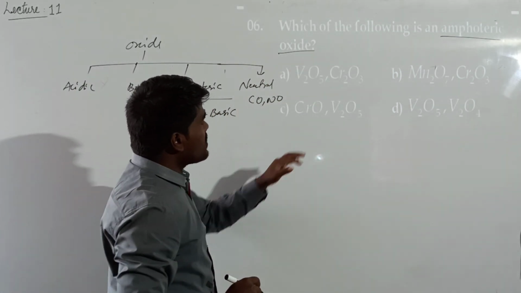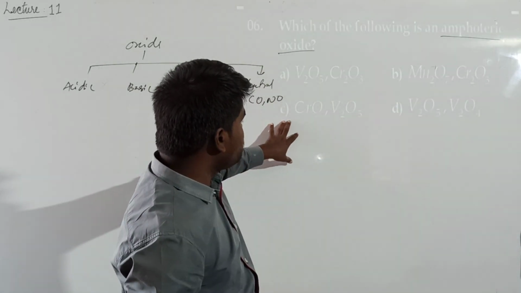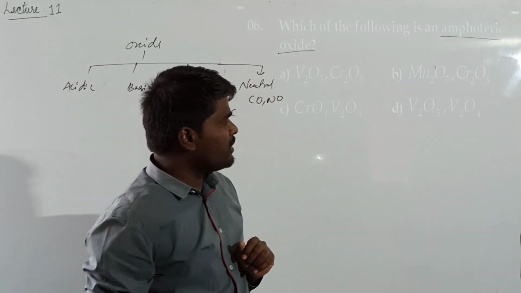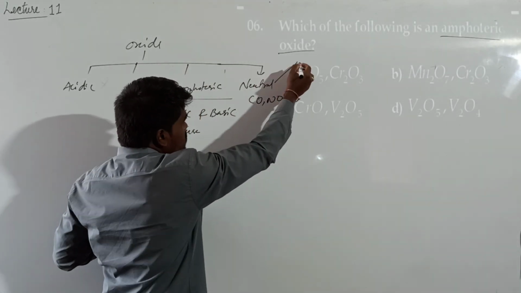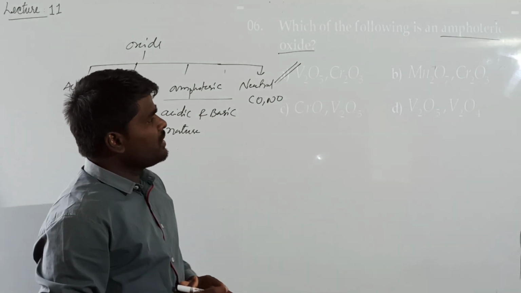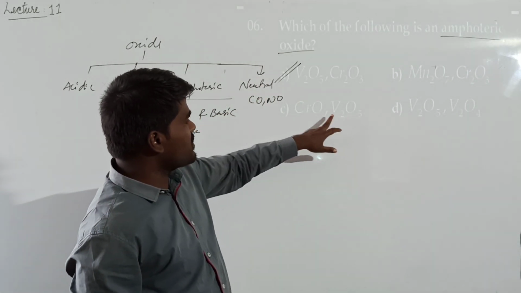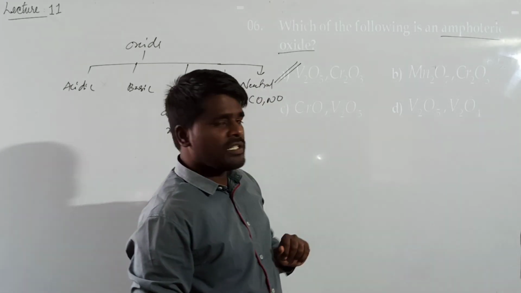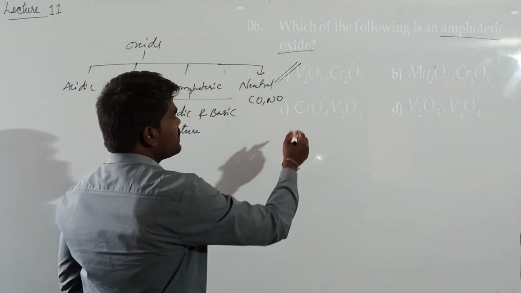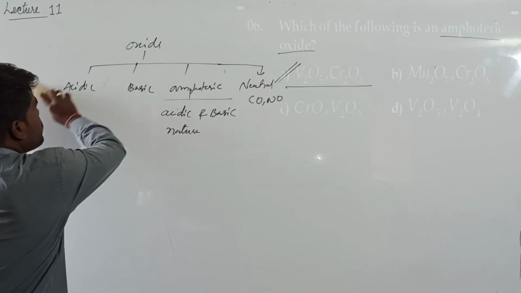Among these given oxides, vanadium pentoxide, chromic oxide, manganese oxide, chromium oxide, and vanadium tetroxide, the first two, vanadium pentoxide and chromic oxide, are the amphoteric oxides. Here this will be acidic in nature and this will be amphoteric in nature. Here it will be acidic, this will be basic. Here it will be acidic, this will be amphoteric, this will be basic. So the right option will be here. Vanadium pentoxide and chromic oxide will be the right answer for this particular question. Hope it is clear. We'll move to the next question.